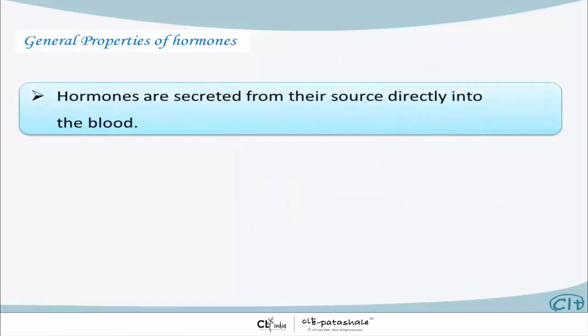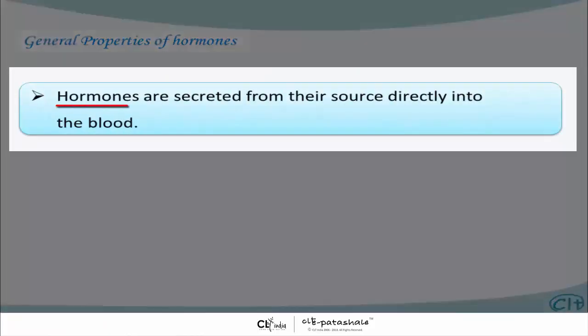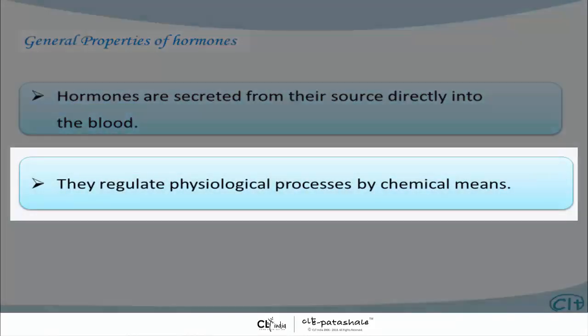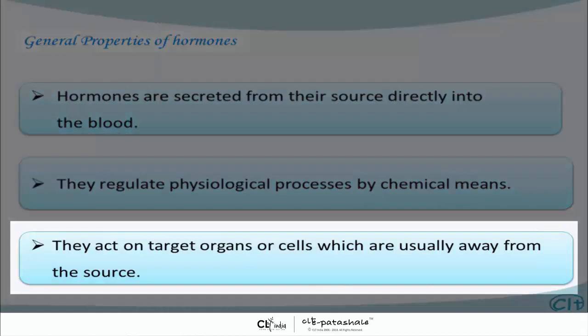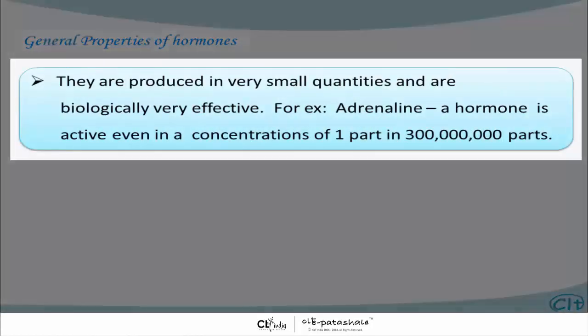General properties of hormones include: hormones are secreted from their source directly into the blood. They regulate physiological processes by chemical means. They act on target organs or cells which are usually away from the source. They are produced in very small quantities and are biologically very effective. For example, adrenaline, a hormone, is active even in a concentration of 1 part in 300,000 parts.